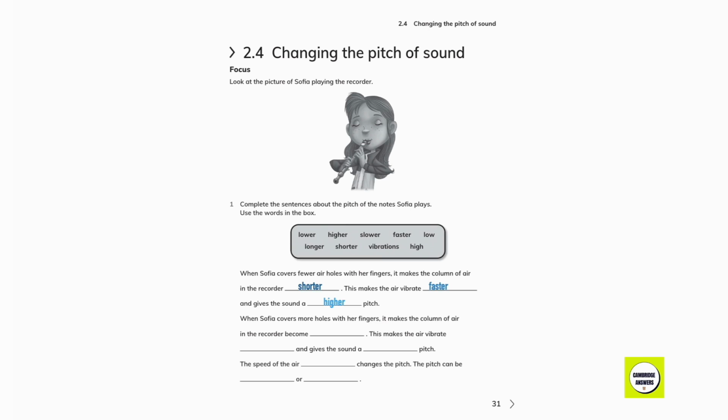When Sophia covers more holes with her fingers, it makes the column of air in the recorder become longer. This makes the air vibrate slower and gives the sound a lower pitch. The speed of the air vibrations changes the pitch. The pitch can be high or low.